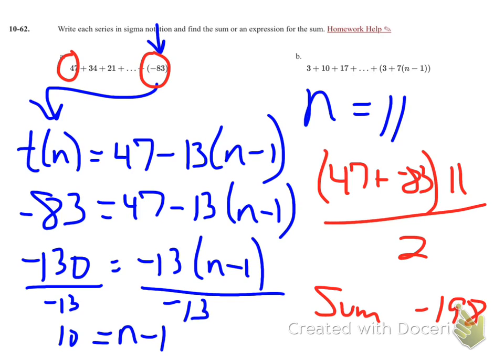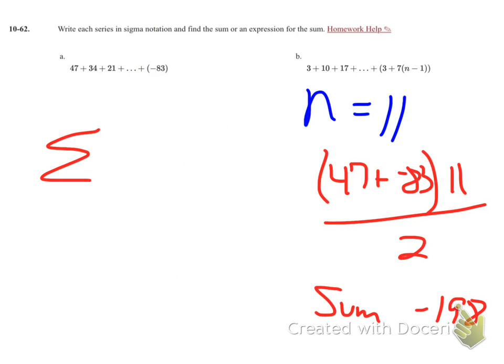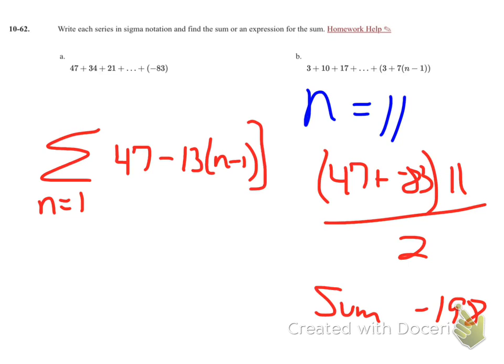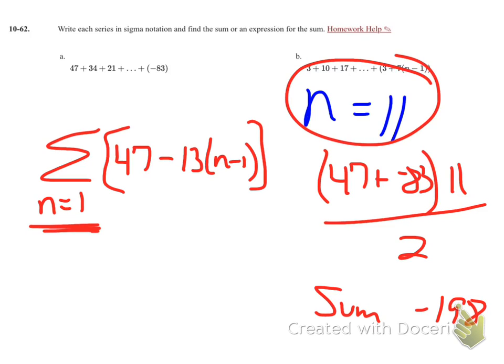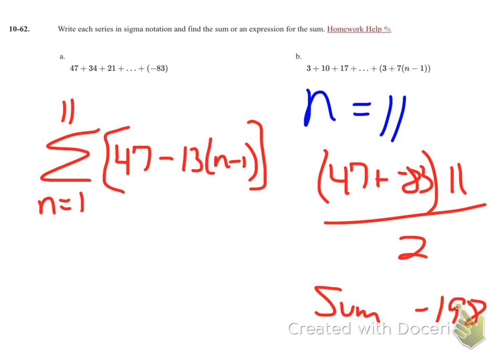All right, so writing this now in summation notation. I'm going to use my sigma. I'm going to start with a value of 1, which means I can use my first term as 47 minus 13 times n minus 1. Notice my variables are the same. Since I'm starting at 1, I'm going to end with my last term being 11. So that goes up top.